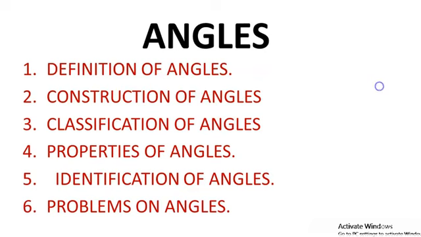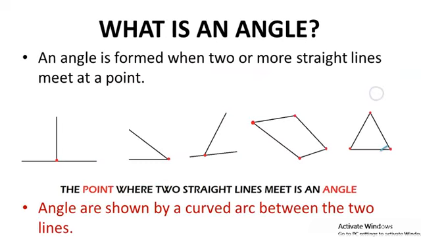Now, what is the definition of angles? An angle is formed when two or more straight lines meet at a point. When you have a straight line and another straight line, where the two straight lines intersect, where they meet, an angle is formed at that point.